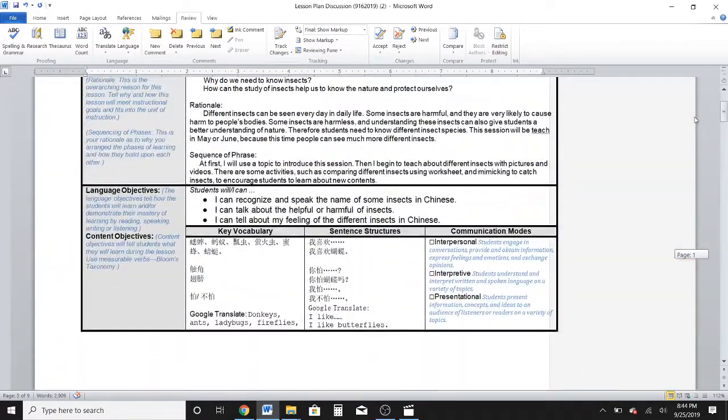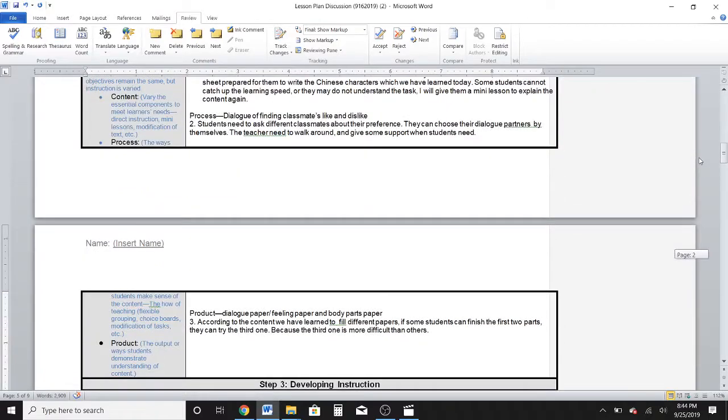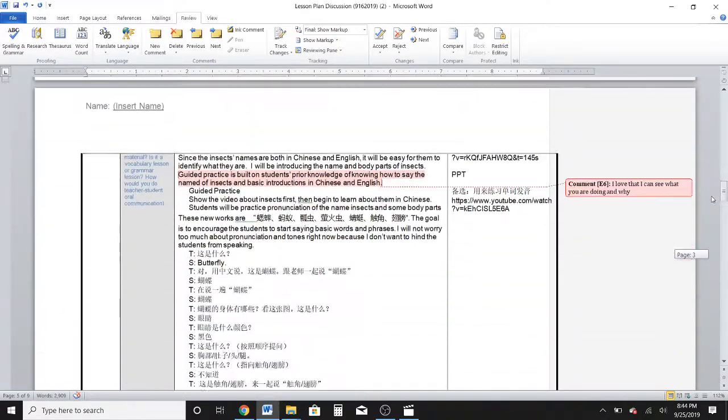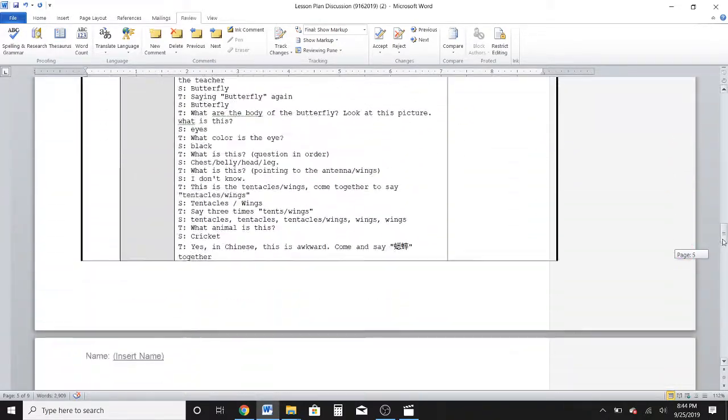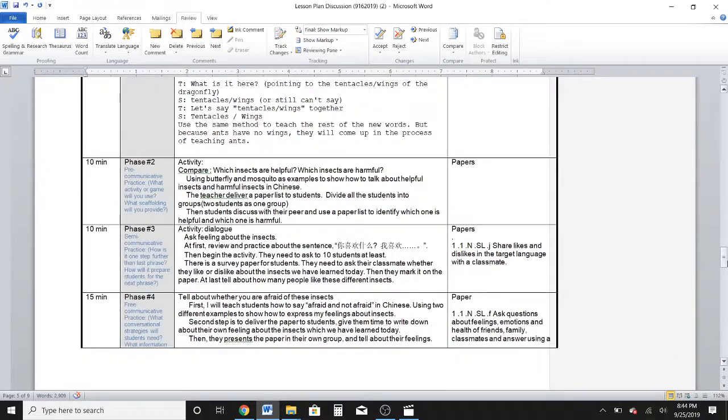I'm going back to look. Okay. It's talking about helpful or harmful. Which insects are helpful? Which insects are harmful? Okay. It says then they're getting a list. You're going to divide the students into a group. That's great. I love that. I love this. It's small group work.